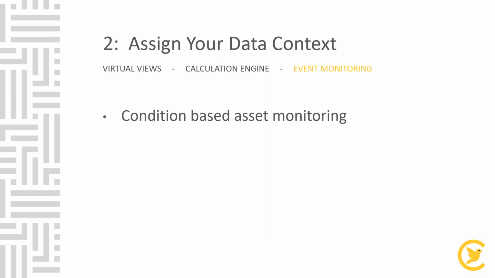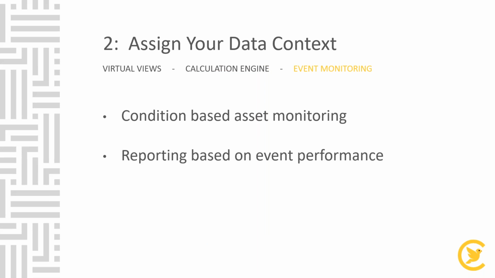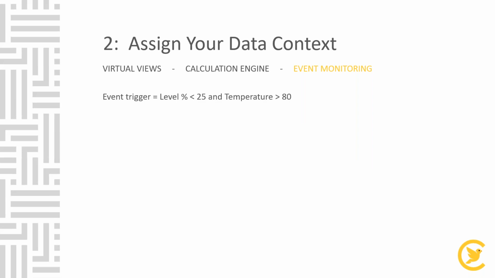So event monitoring: you have condition-based asset monitoring. We talk about reporting-based, condition-based asset monitoring. We talk about sensors. Then we have reporting based on event performance. So this is more about, if anything triggers and happens, do you want to have a report of that particular scenario to send to the people concerned? For the reporting-based event, then also analytics from within event duration.